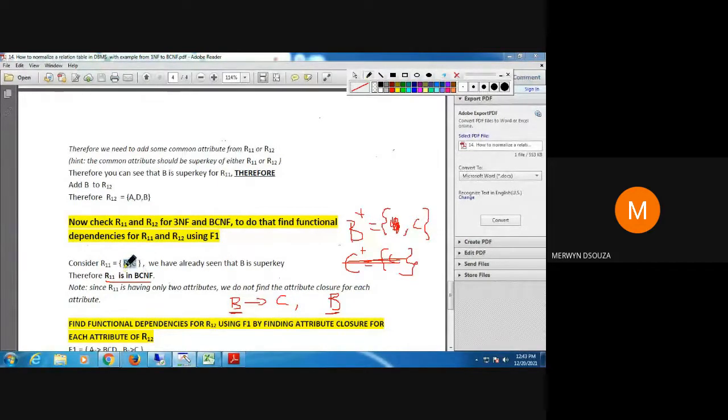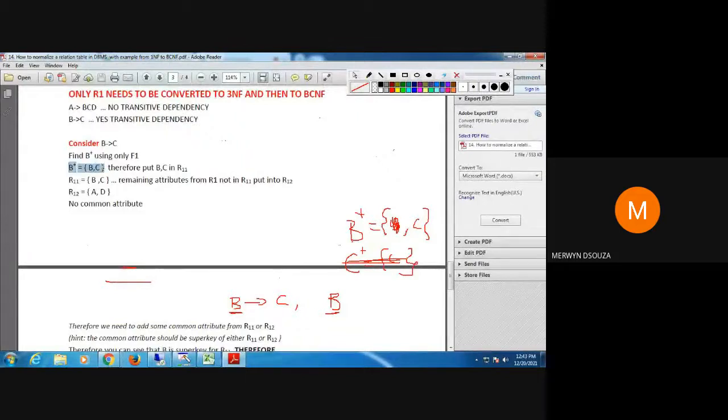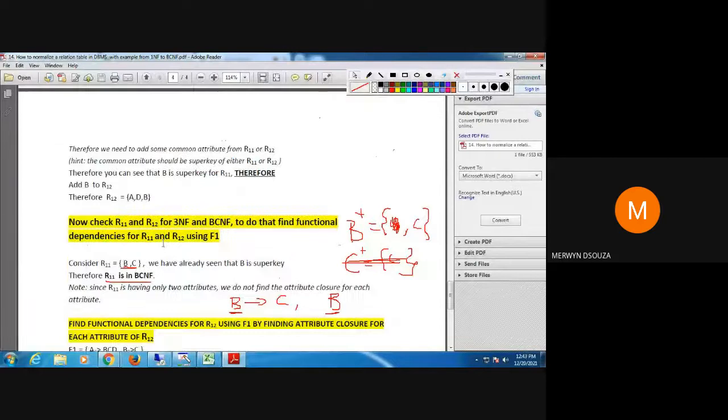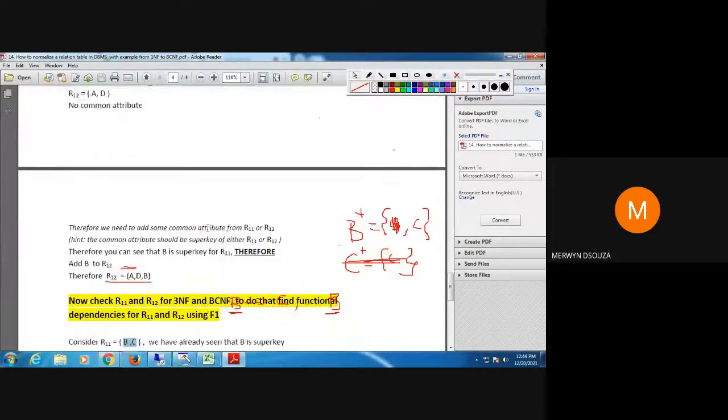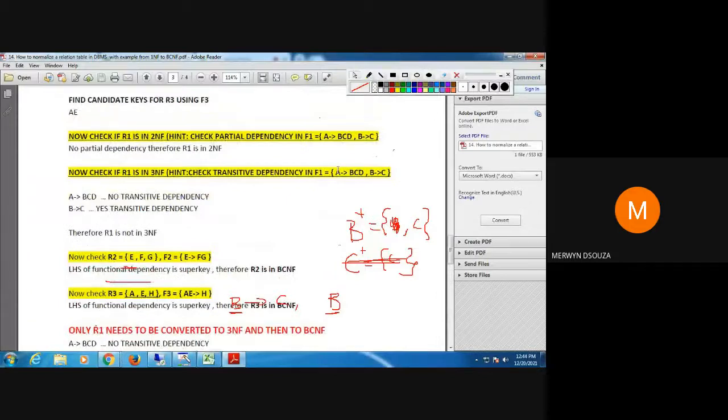Normally, when we have two attributes like this, and we have already found, when finding the closure here, that B is the super key, you could directly conclude that R11 is in BCNF. Or you could use the previous method that I've already explained. There are two attributes. Find the closures. There are no combinations of these in F1. This is the F1 here.